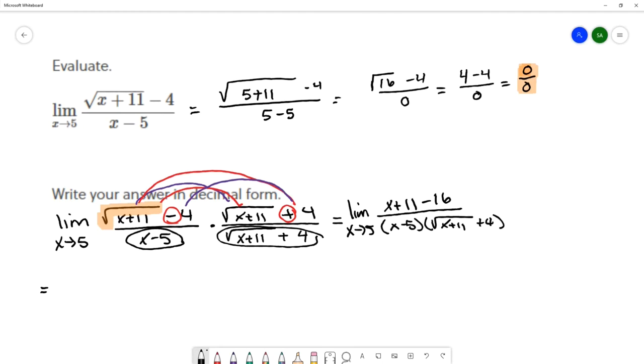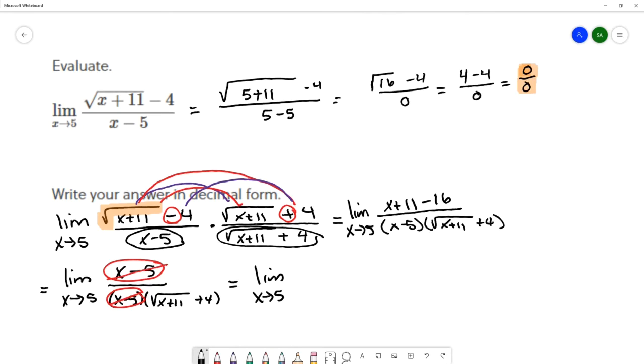I'll continue simplifying the numerator. And in the numerator, I have like terms, a positive 11 and a negative 16. That leaves me with x minus 5 when I combine. And I'm copying down the denominator. And you can see that we do have a common factor, a factor of x minus 5 in the numerator and denominator. Those will cancel out. And I have the limit as x approaches 5 of 1 over square root of x plus 11 plus 4.